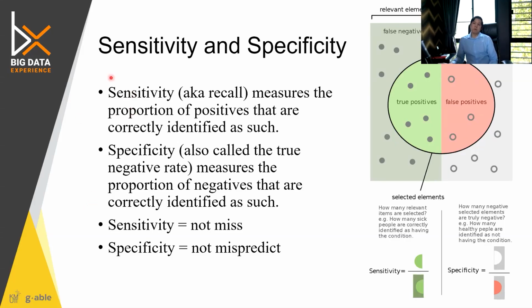So sensitivity is the proportion of positive cases that are correctly identified. If we take a look at this circle, you can see that the sensitivity is the recall. It's actually the semicircle here divided by the left part of the square. And the specificity is actually the outside, right? The outside of the circle in the right part of the square, divided by the whole right side.